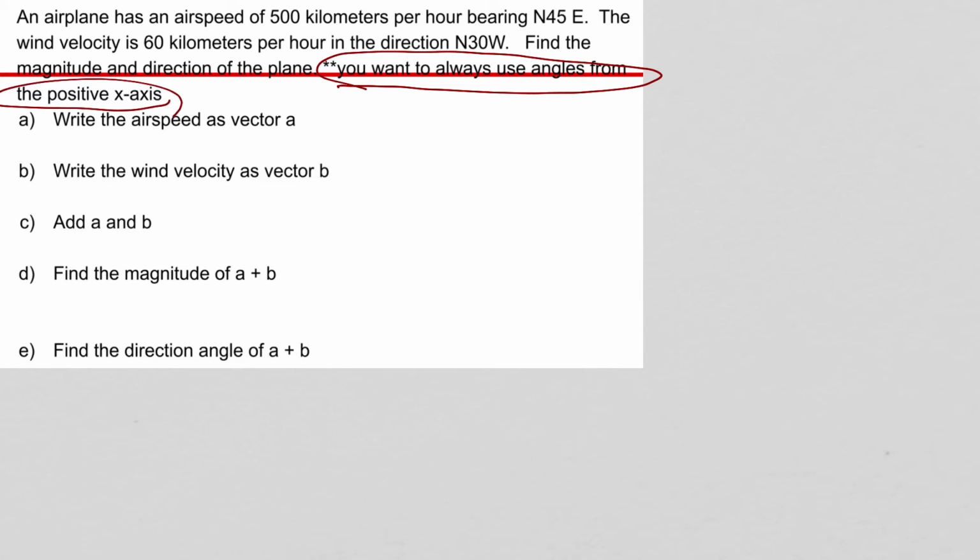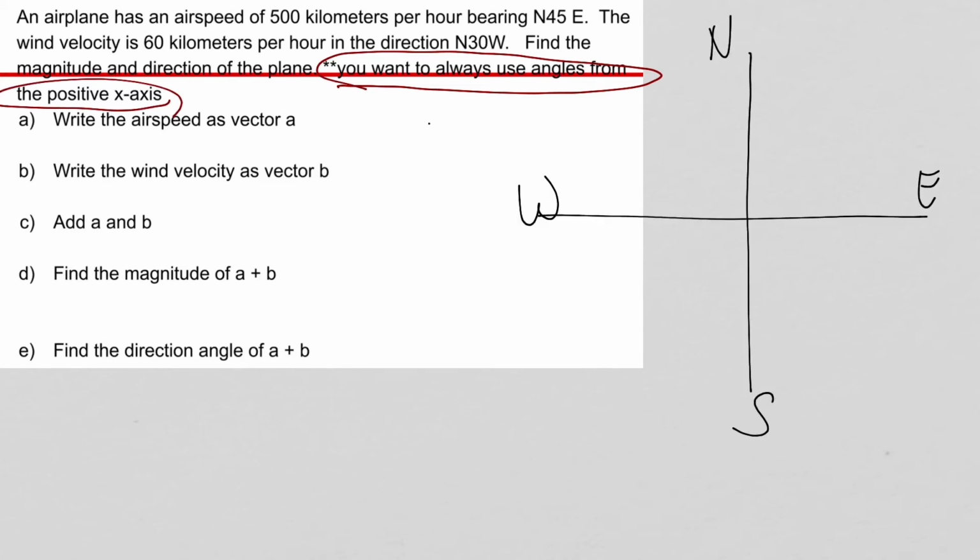So we're going to sketch this first. We have the wind going to affect this plane, and we want to see what the resultant vector is. So the plane is going 500 kilometers. That's the magnitude. North 45 degrees east. So north, I do this in blue, but 45 degrees east. This is my plane.